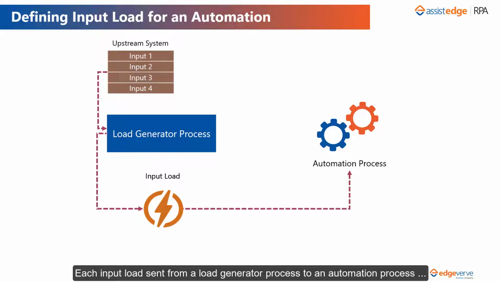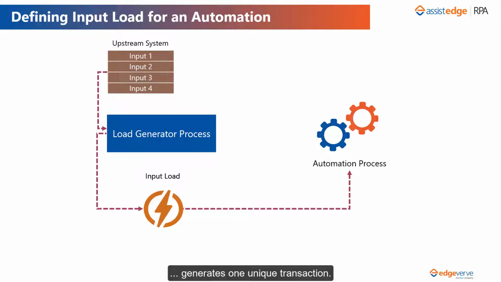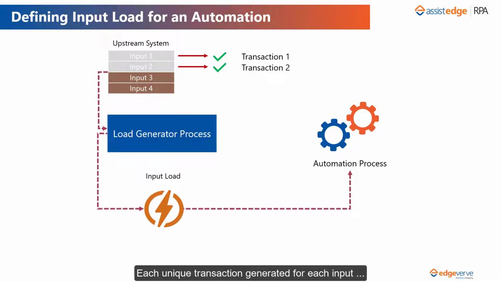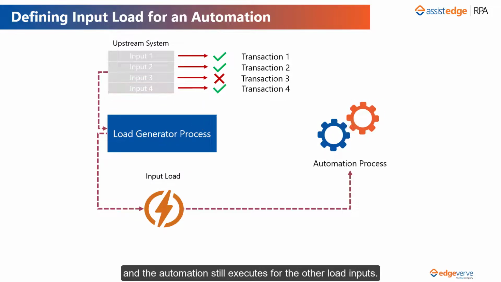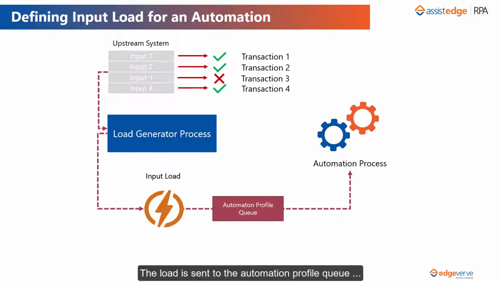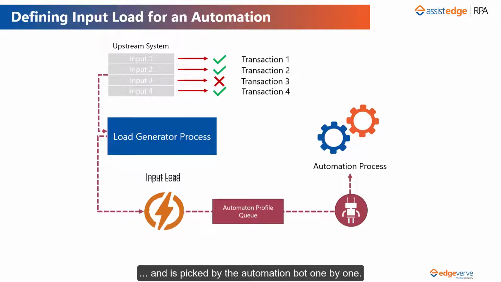Each input load sent from a load generator process to an automation process generates one unique transaction. Each unique transaction generated for each input ensures that if an automation breaks in between, then only that particular transaction for that automation request fails, and the automation still executes for the other load inputs. The load is sent to the automation profile queue and is picked up by the automation bot one by one.